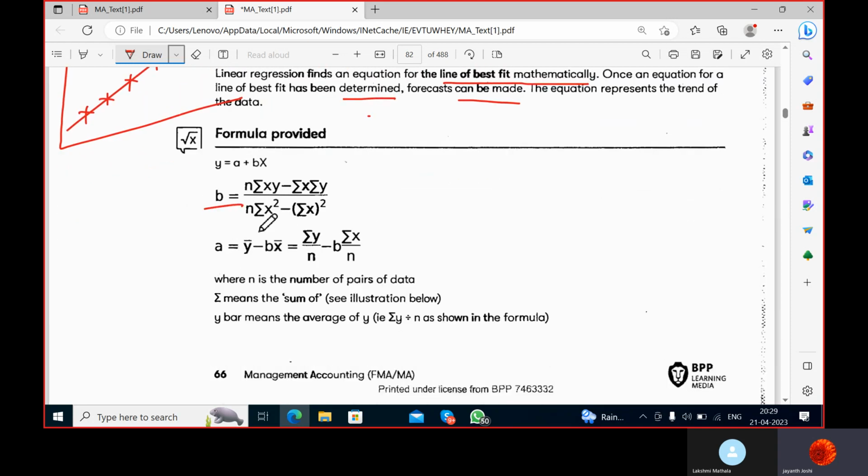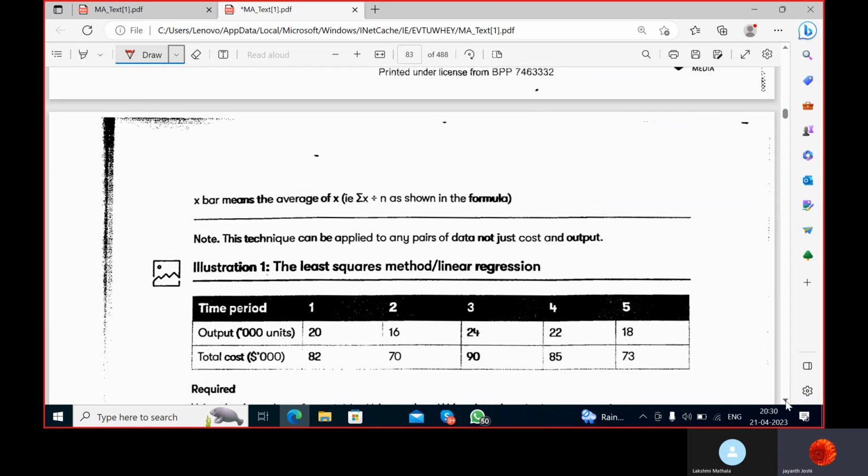Now, B's formula is this, and when you have B's formula, there is no need for any derivation regarding it. You just have to note it down. When you know B, and you know y is equal to a plus bx, you know the b value. So y minus bx can give you a value. Yes, so you get the fixed cost as well. So please make a note of b and a values. Here, the average of y minus b into the average of x is giving you the fixed cost. Just make a note of this, Hamsika, and we will solve a question right now.